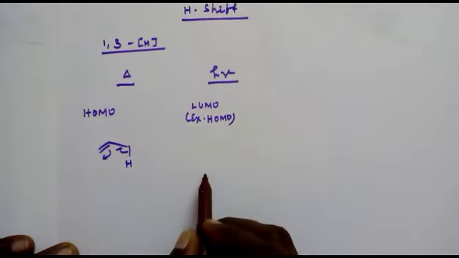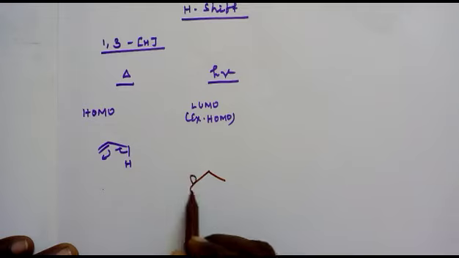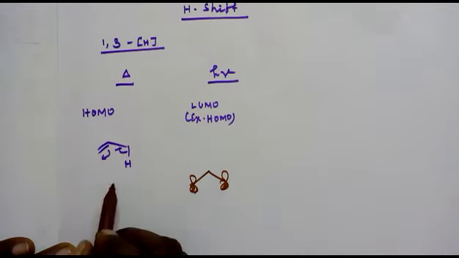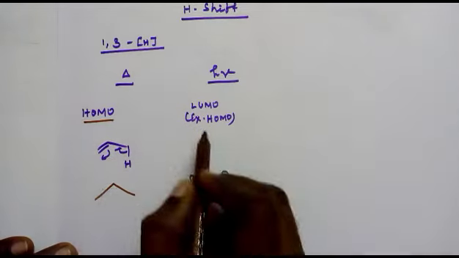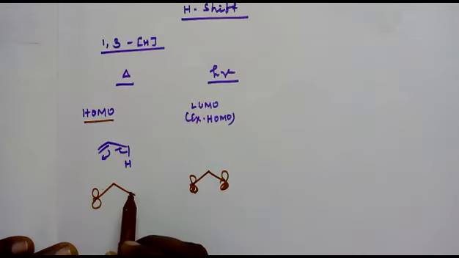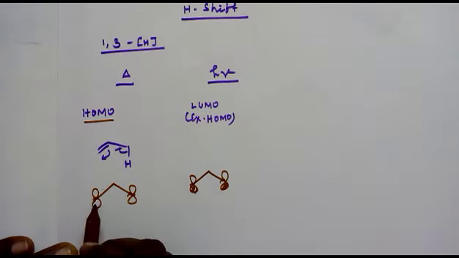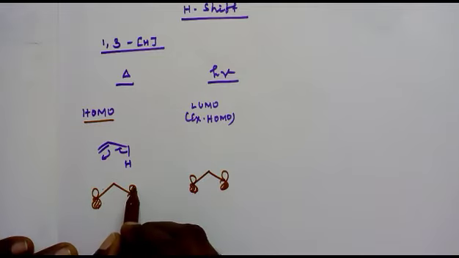Here is the LUMO. LUMO symmetric. This is what I said as symmetric: the first lobe and the last lobe are symmetric. If we come to HOMO, even LUMO symmetric means even HOMO unsymmetric.